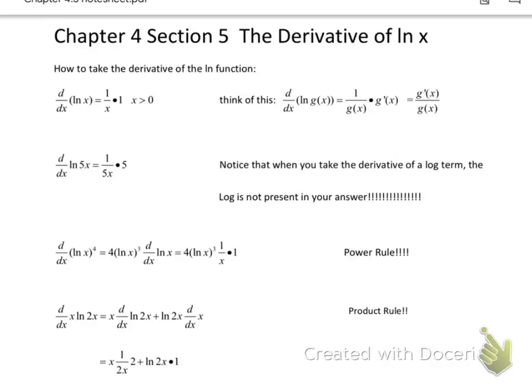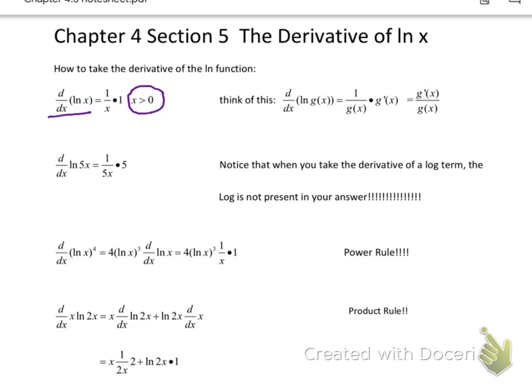Okay, in this video we're going to do Chapter 4, Section 5. There's not much material here to learn, but there's a lot to practice. So if I ask you to take the derivative of a natural log function like this, first thing you have to know is that this is a constraint. You can't take the log of a number that's 0 or less than 0. So that's going to be a normal restriction right away.